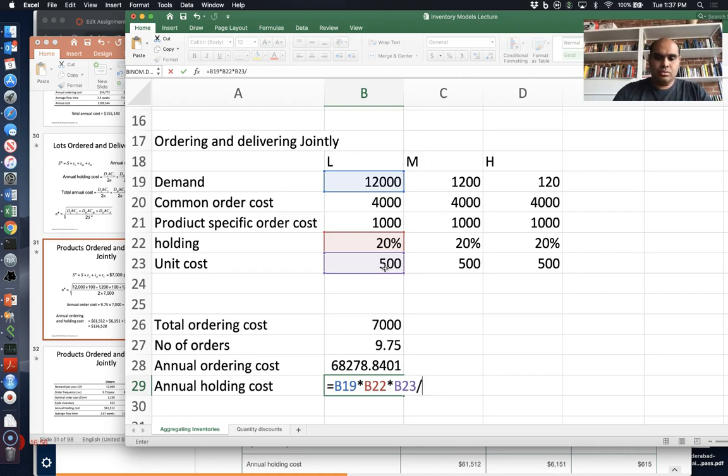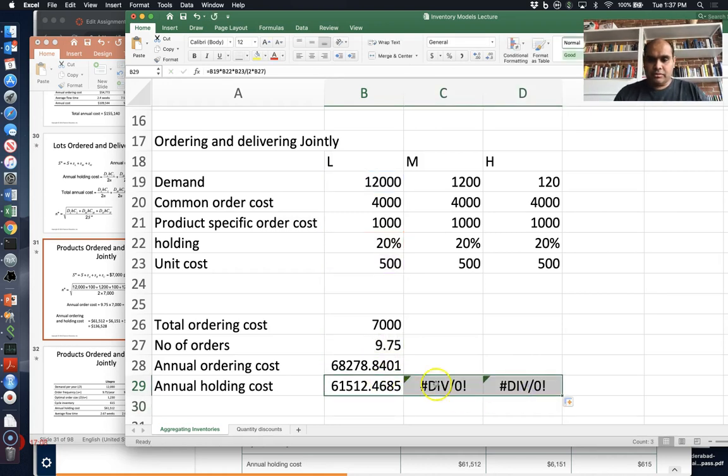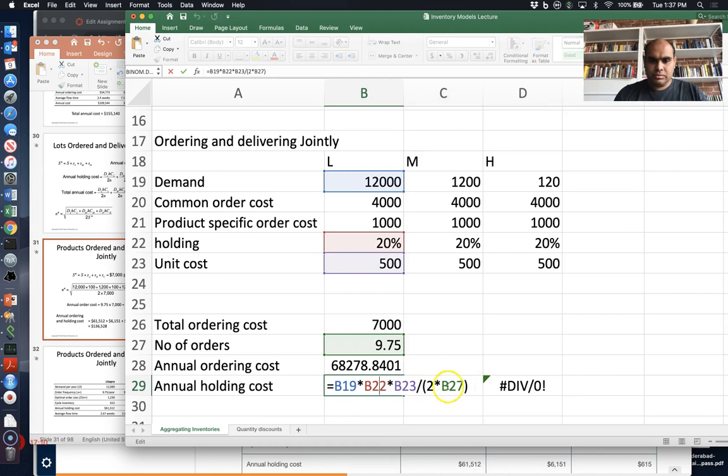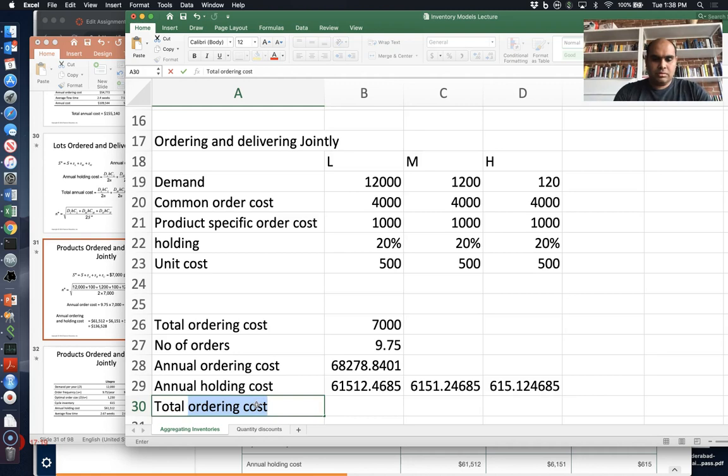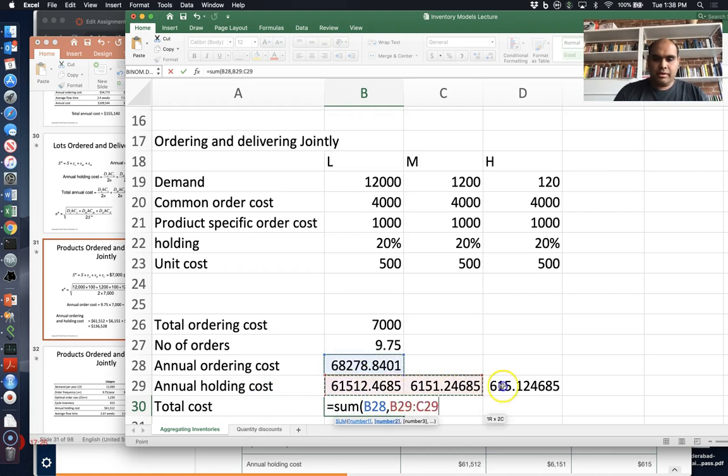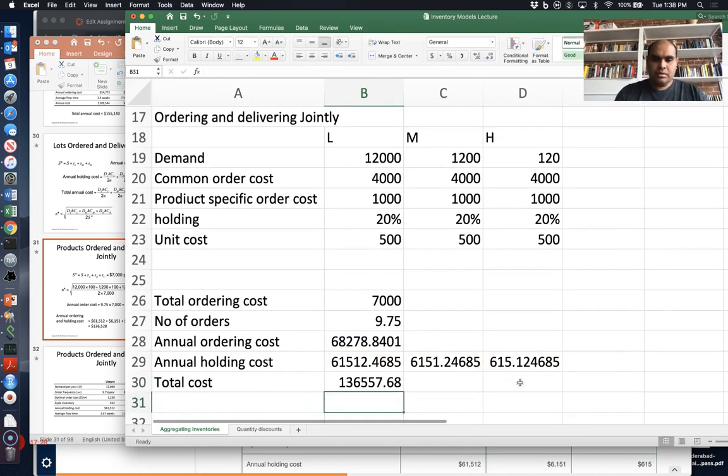2 times the number of orders. Calculate that for the three values, and the total cost is the sum of this number and these three numbers.